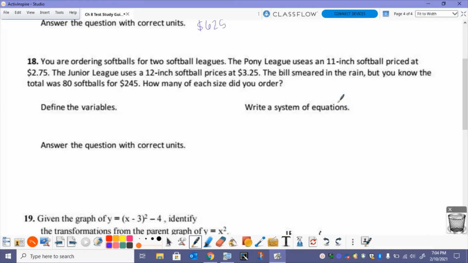All right, so we're trying to figure out that this is a systems question, okay? We haven't done this in a minute, so you got to think back to remember how to do this. So we're going to start by defining our variables. Let's break down what the question says. We're looking at 11-inch softballs priced at $275, and we're looking at 12-inch softballs priced at $325. We're also trying to figure out how many of each we bought. We know we bought 80 total. How many of each did we get? And that's what that $245 and that 80 are going to tell us, right? So our variables will not be amount and cost, okay? We're looking at 11-inch softballs and 12-inch softballs. So those are our variables.